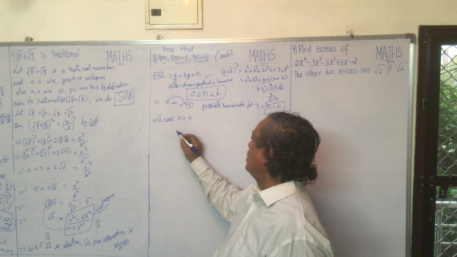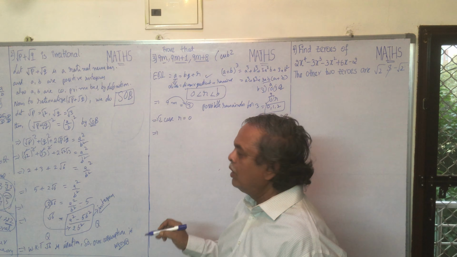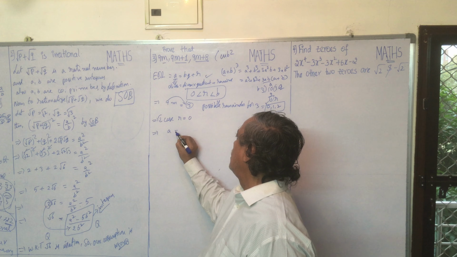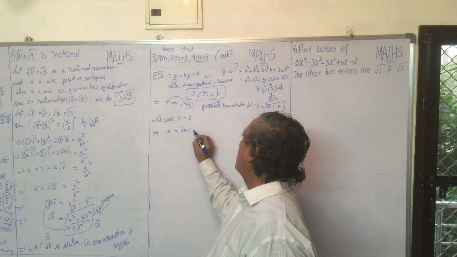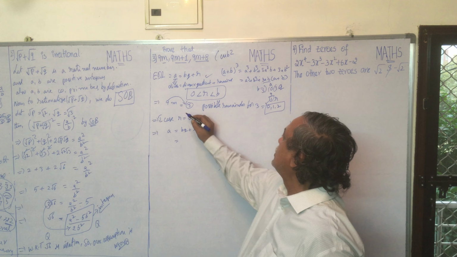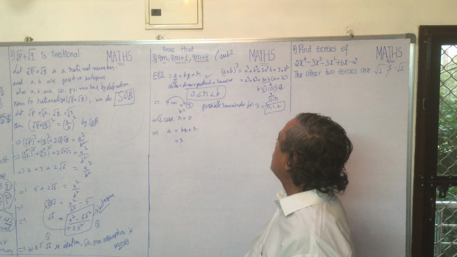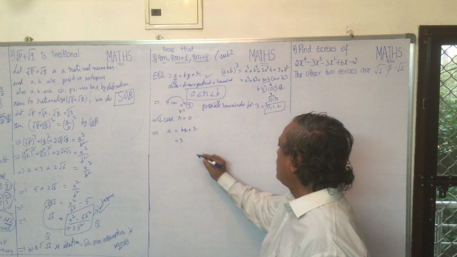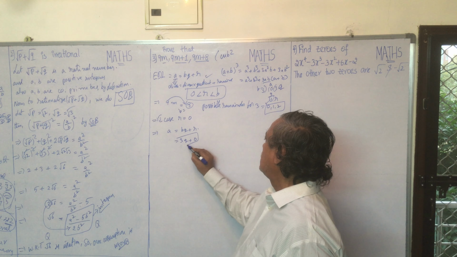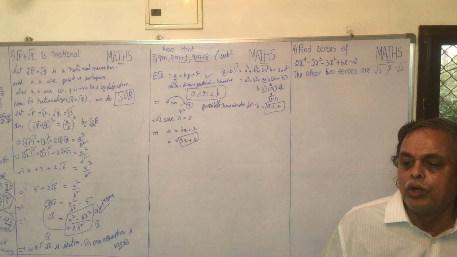Substitute in the formula: a is equal to bq plus r. Then what is b? b is equal to 3. So 3q plus r, where r is equal to 0, gives 3q plus 0. What should we do here?